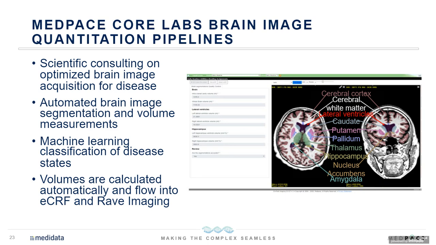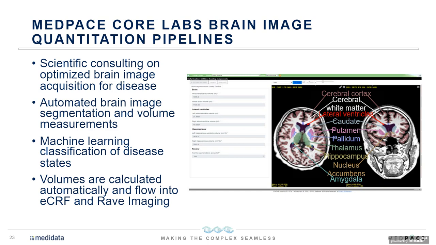MedPace imaging scientists are involved in clinical studies beginning with consultation on the optimal design and practical considerations for imaging protocols, working to balance the information yield with the imaging time and with other factors impacting site and subject burden. The quantification of images includes automated measurements of whole brain and of specific cortical and subcortical structures, depending on the therapeutic indication and sometimes upon the mechanism of action of the therapy.